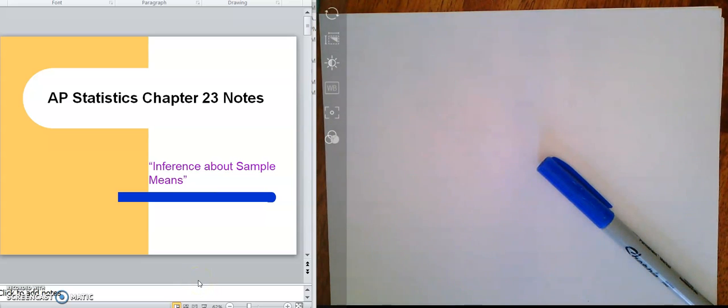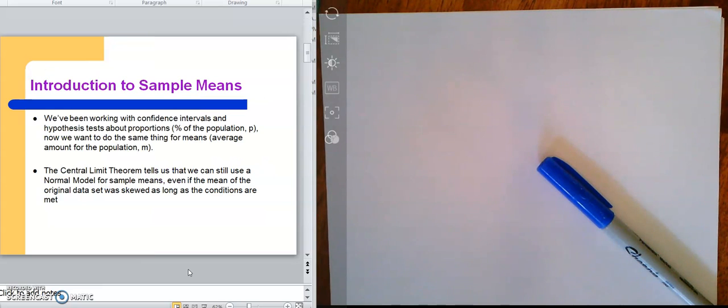Hey guys, today we're going to go through chapter 23. This is the start of unit 6. Unit 5 was talking about sample proportions. Unit 6 is talking about sample means. You will notice that there are a lot of similarities. So I'll just be going through those so that you can see how alike they are.